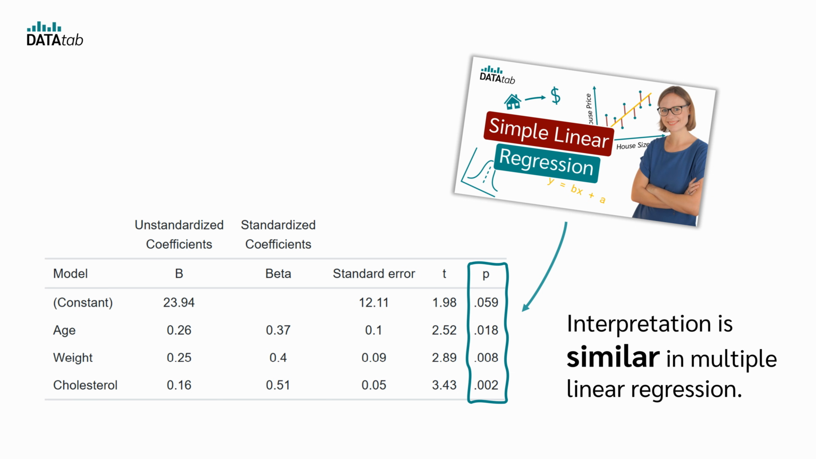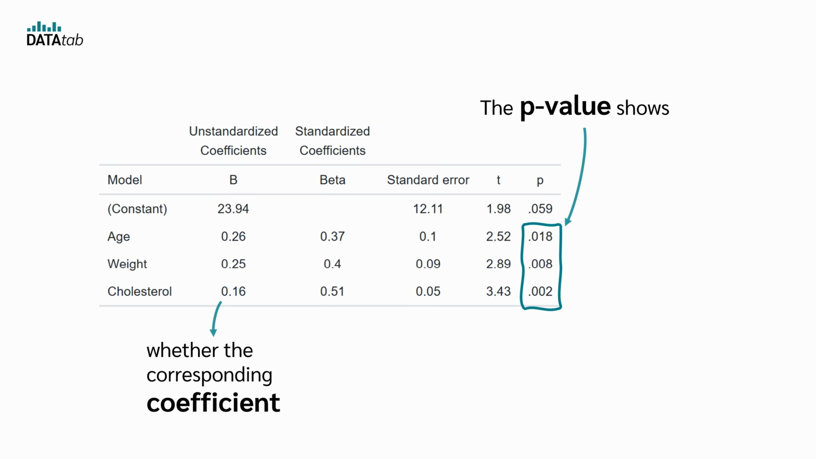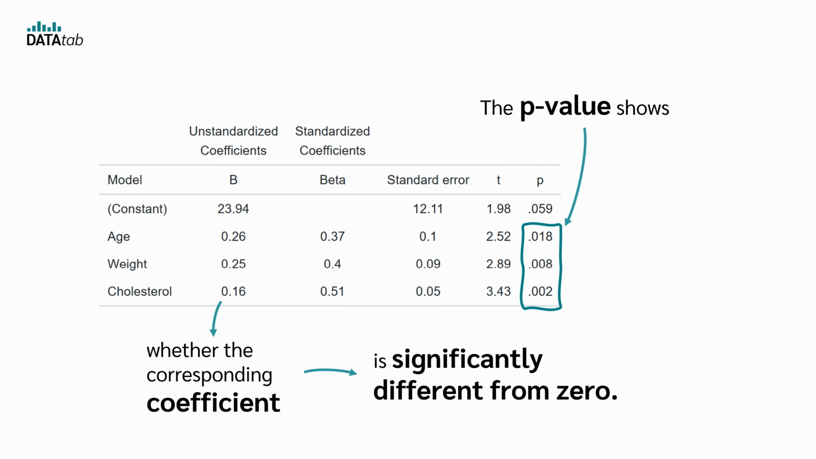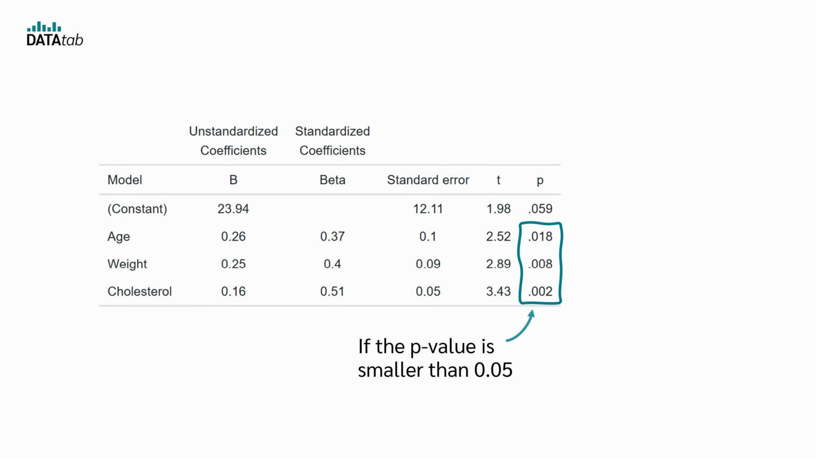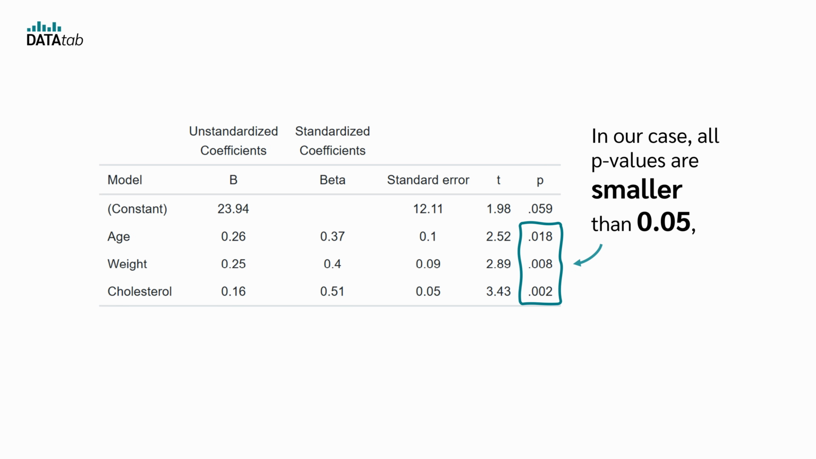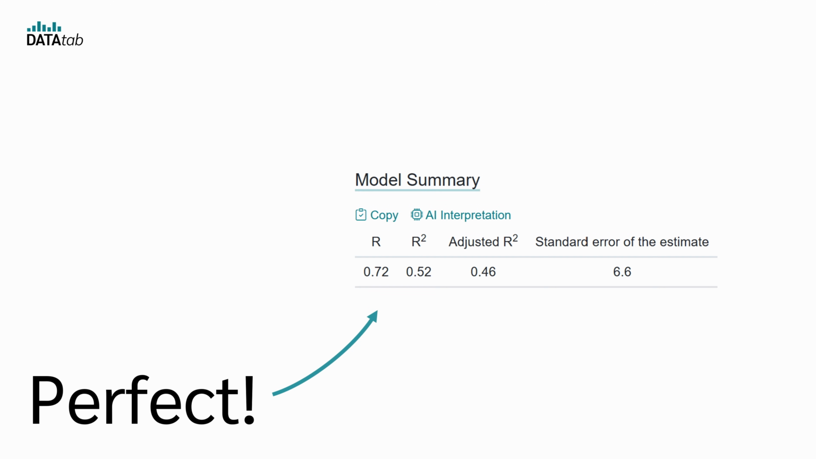The interpretation is similar in multiple linear regression. To summarize, the p-value shows whether the corresponding coefficient is significantly different from 0. In other words, it tells us if a variable has a real influence or if the result could just be due to chance. If the p-value is smaller than 0.05, it means the difference is significant. In our case, all p-values are smaller than 0.05, so all variables have a significant influence. Perfect! Let's move on to the next table, the model summary table.